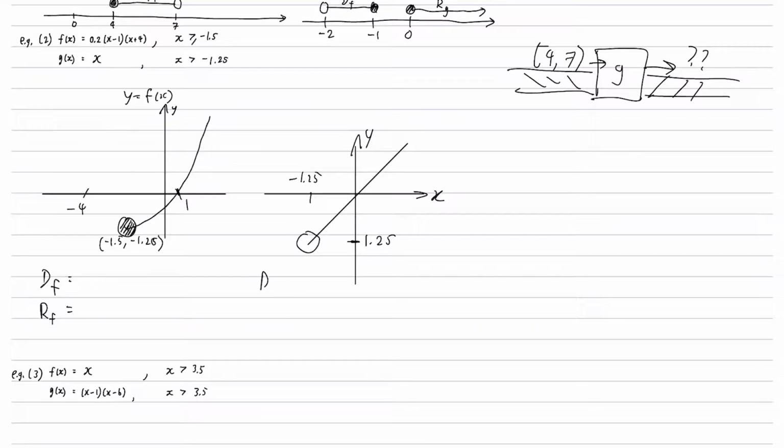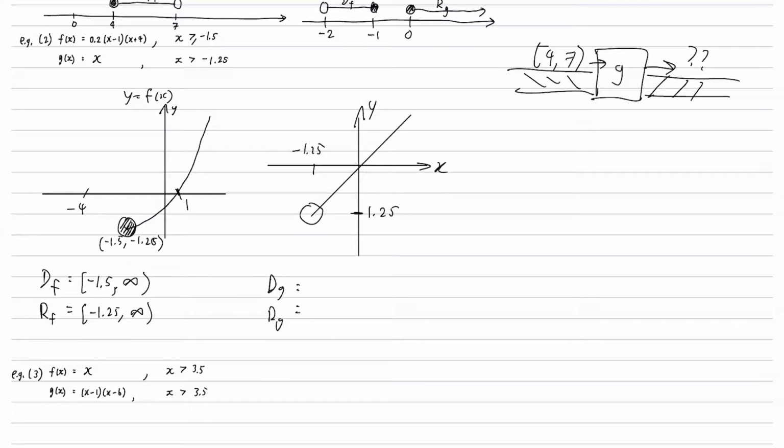Domain of G, range of G. Domain of f is square bracket -1.5 to positive infinity, and then range is square bracket -1.25 to positive infinity. Round bracket. Good. The domain for G is round bracket -1.25 comma positive infinity round bracket, and then the range is the same thing. Yes, I forgot to put a minus sign here. -1. Yeah, same thing. Correct. Good.